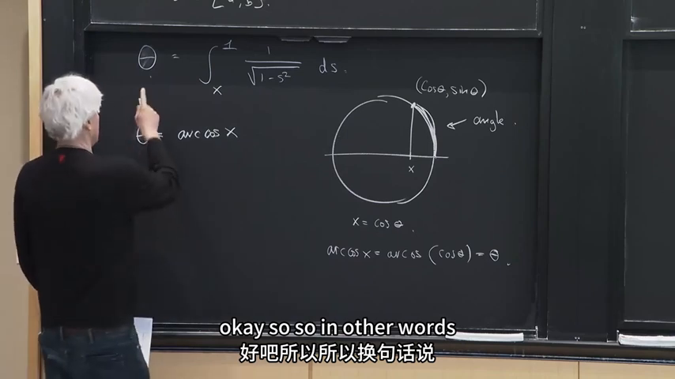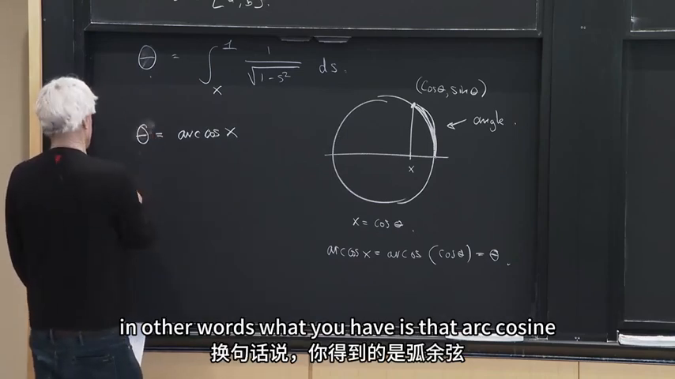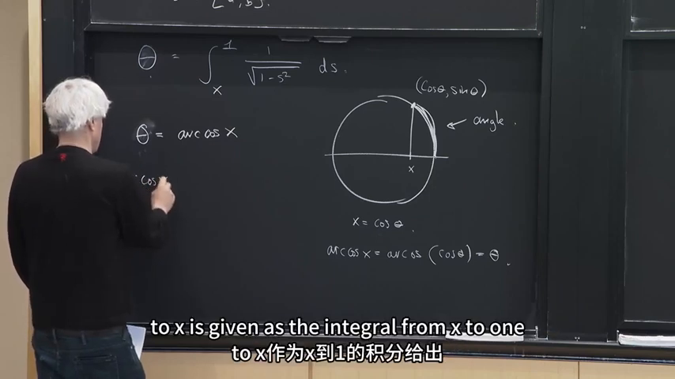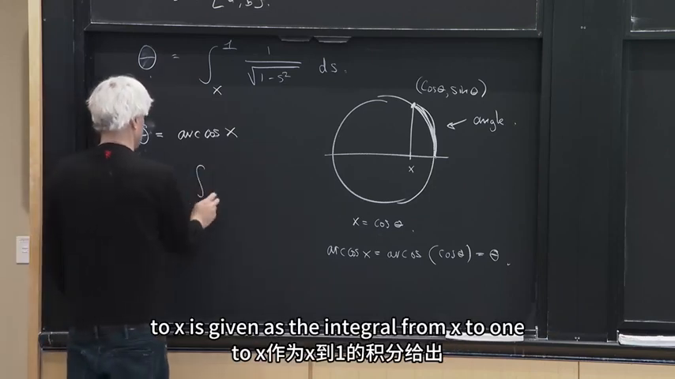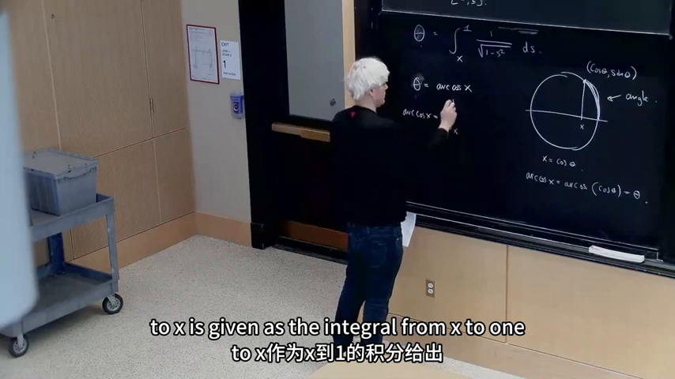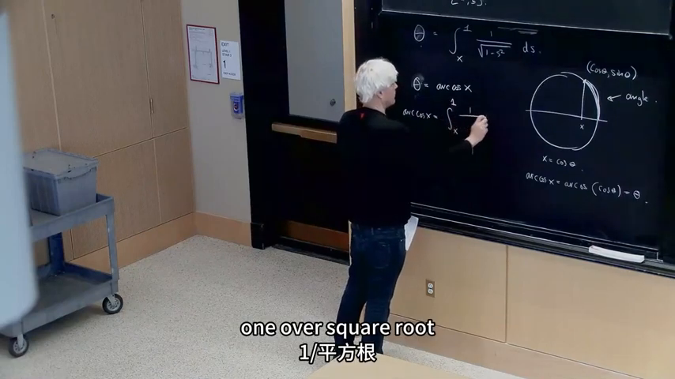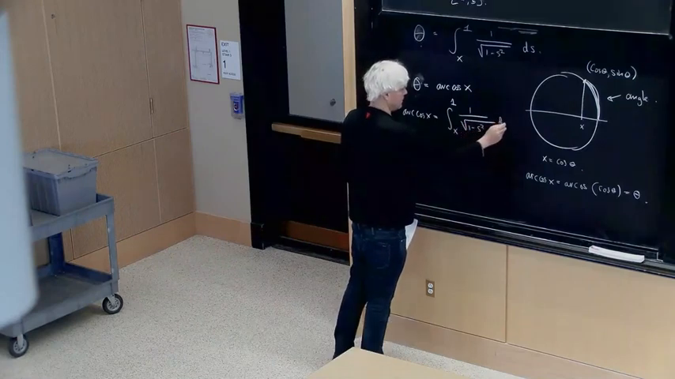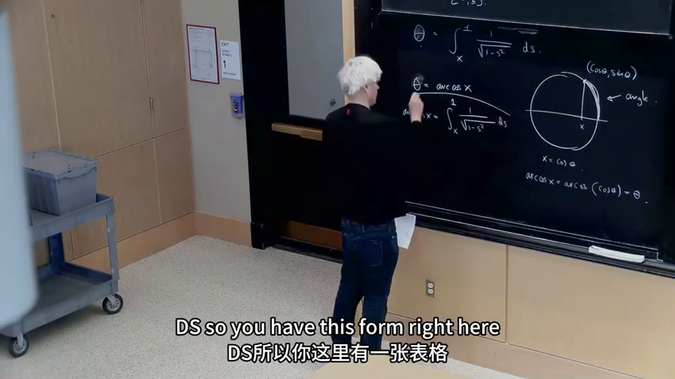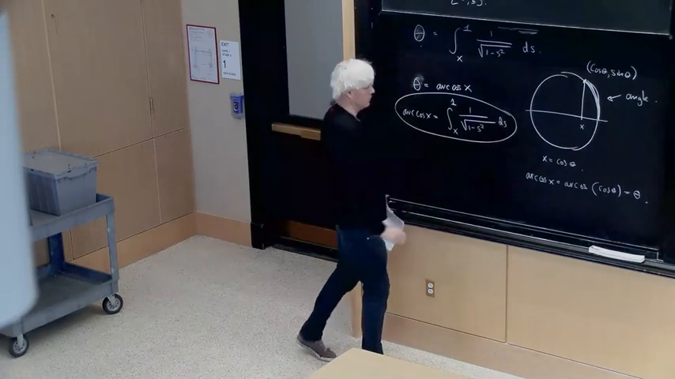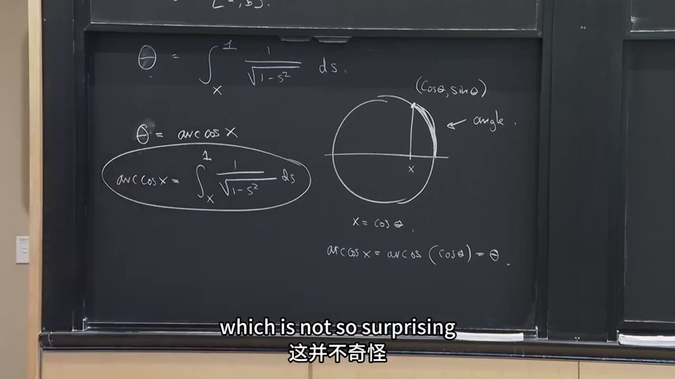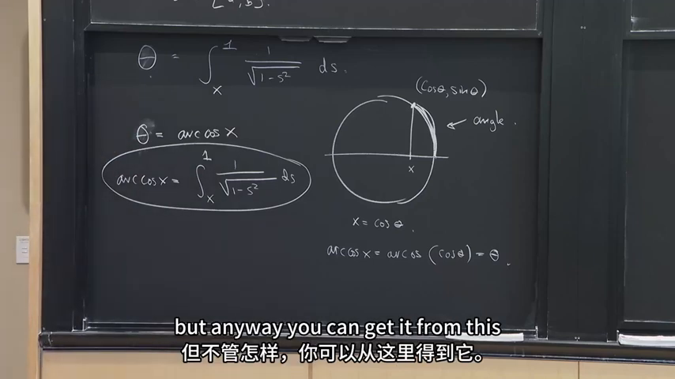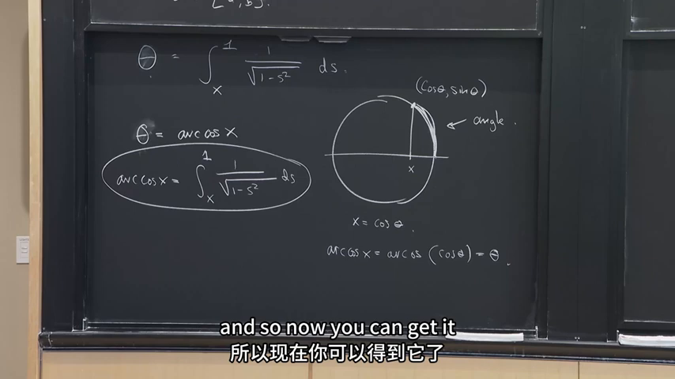Okay, so in other words, what you have is that arc cosine of x is given as the integral from x to 1 of 1 over the square root of 1 minus s squared ds. So you have this formula here, which is not so surprising, but anyway, you can get it from this.